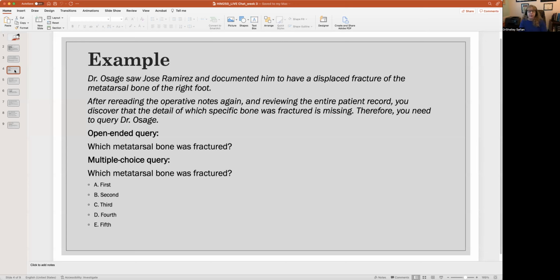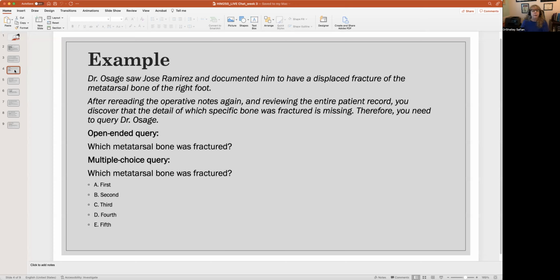Easy peasy. But you see how you are not putting your knowledge in there. What you are doing is respectfully asking Dr. Osage for this particular detail, which you need in order to report this accurately. Piece of cake.